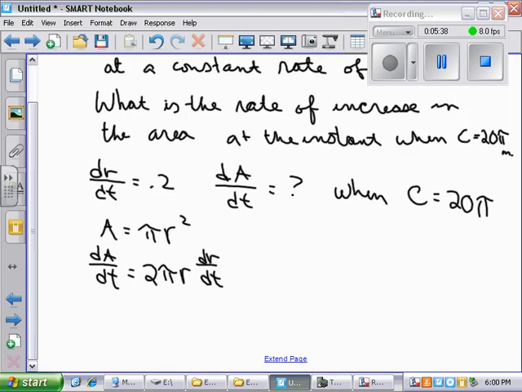And we want to figure out what dA/dt is. I know for the dr/dt, I'm going to put in 0.2. What do I put in for 2 pi r? 20 pi. They told us what 2 pi r was, because that's what the circumference is. So 2 pi r equals 20 pi. And what's nice is I don't have to first figure out what r is and then plug it into this. I can just plug the whole thing in, because that is the circumference.